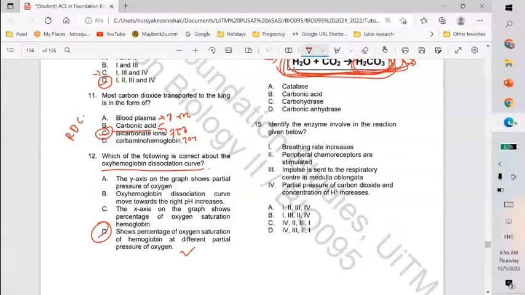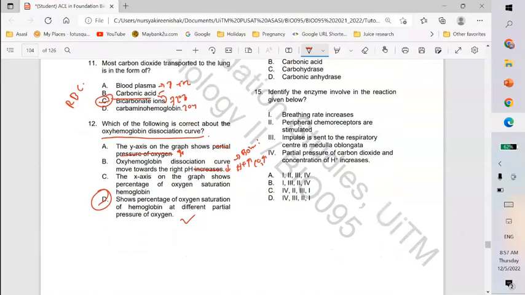Kalau kita tengok kat sini, the y-axis on the graph shows partial pressure, salah lah, kan? It is percentage of oxygen, kan? Oxygen saturation. Okay, hemoglobin oxygen saturation, percentage lah of oxygen saturation by the hemoglobin. So y tu adalah oxygen saturation. So kalau B, hemoglobin dissociation curve move towards the right, pH increases. Salah kan? Kalau dia move towards the right, is due to pH decrease. Sebab apa? Hydrogen ion increase. Sebab apa? Carbon dioxide produce more. Kan? So move to the right is when your body produces more carbon dioxide, your blood becoming acidic. Kan? So ini yang kita namakan sebagai Bohr shift. Kan? Bohr shift tu. Okay?